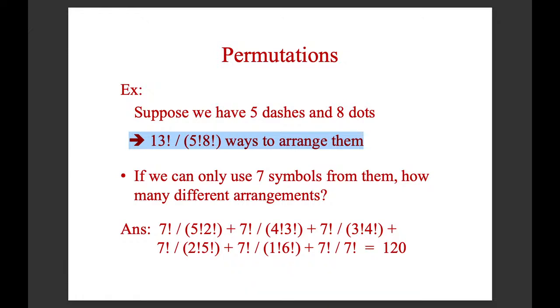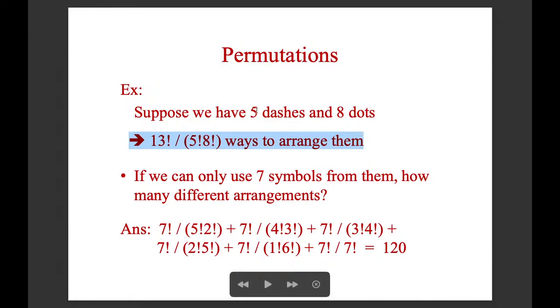For this one, there is no single formula to compute it. But we don't need a single formula. We can use the rule of sum and rule of product to help us. With the rule of sum, we can classify the different kinds of messages by counting how many dashes we are using. Up to 7 symbols, we could be using 5 dashes, 4 dashes, 3 dashes, 2 dashes, 1 dash, or no dashes. These are all the cases that we can have.